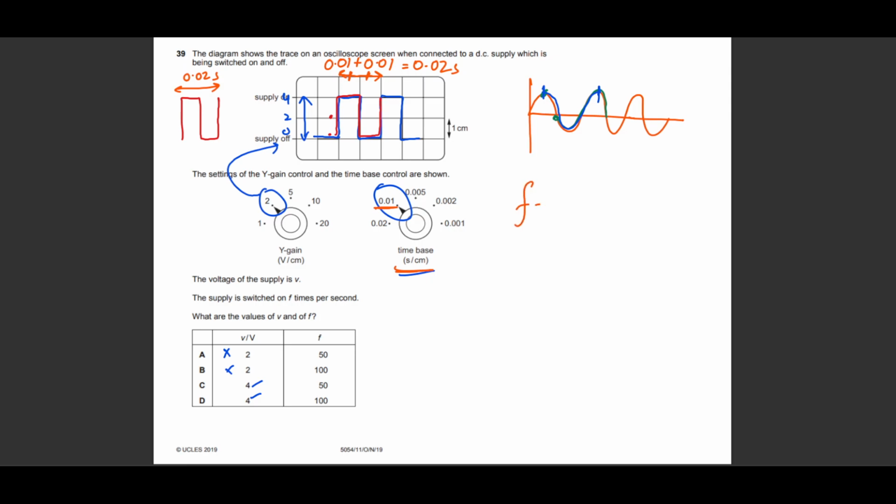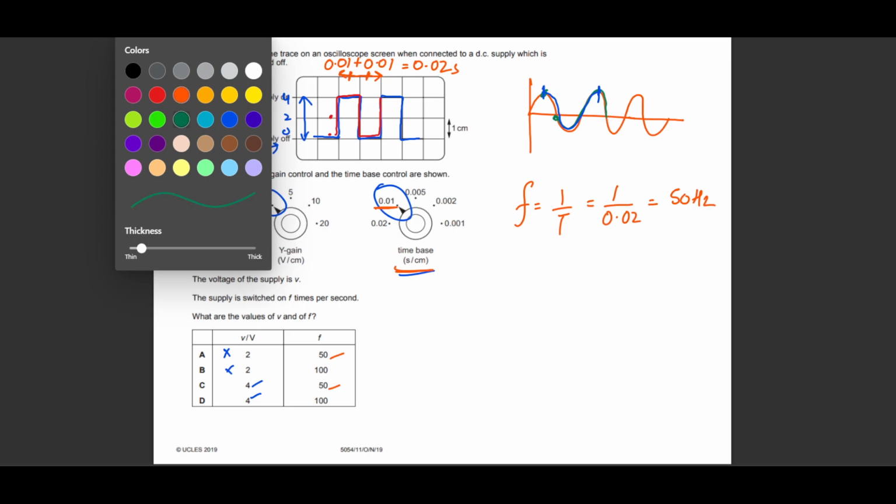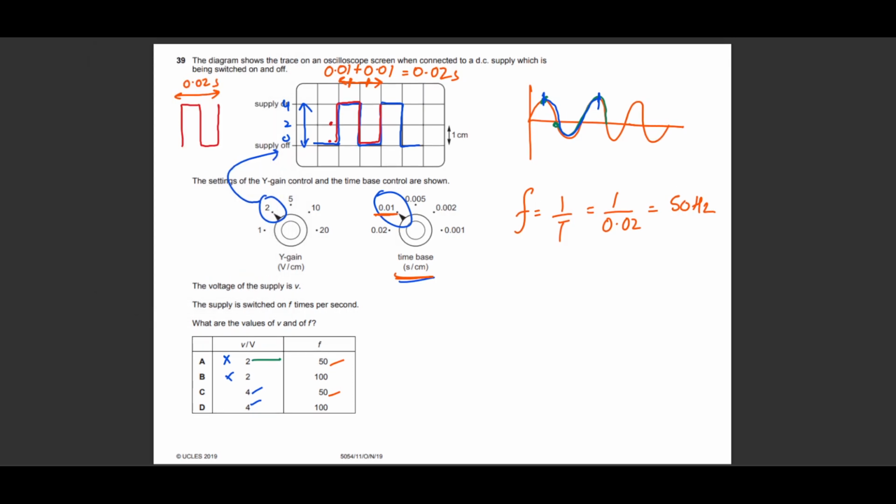So to find the frequency, we have the formula f is equal to 1 over T. That will become 1 over 0.02, which is going to become 50 hertz if you calculate this with the calculator, right? So then we have 50 hertz. And since option A was giving incorrect voltage, this is not the correct answer. The correct answer will be option C, right? This is all for today.